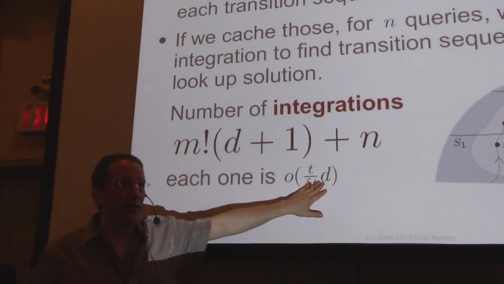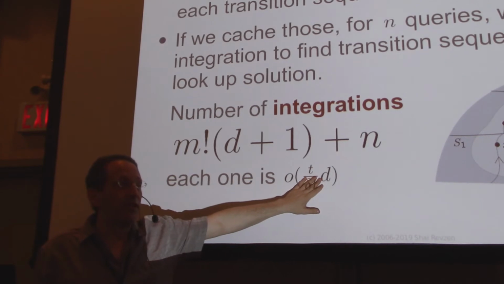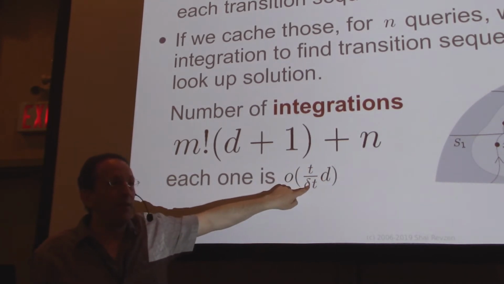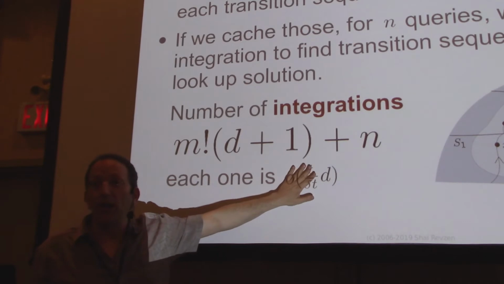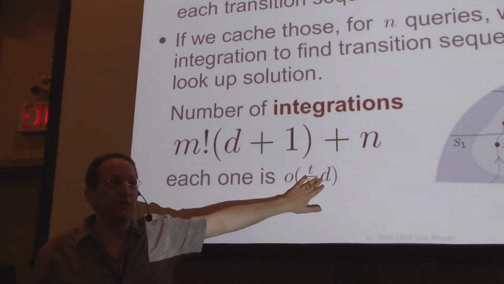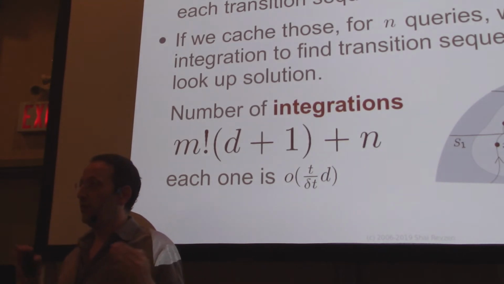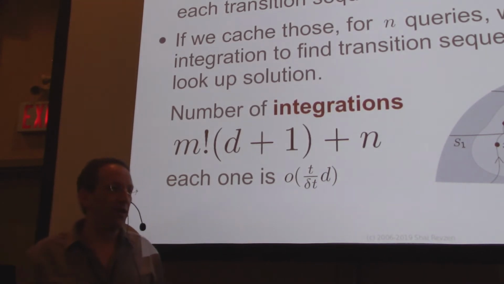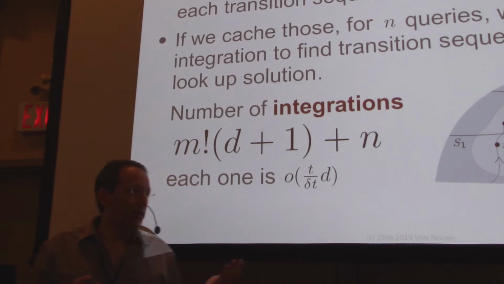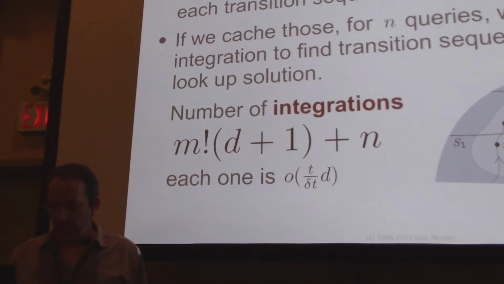Now each integration here is a regular integration of an ODE. So depending on my time step, delta t, there might be a lot of operations I need to do, each of which is on the order of the dimension. So just to give you a sense how much work needs to be done, we need to do a factorial number of contact sequences and then d plus 1 integrations in each of them.